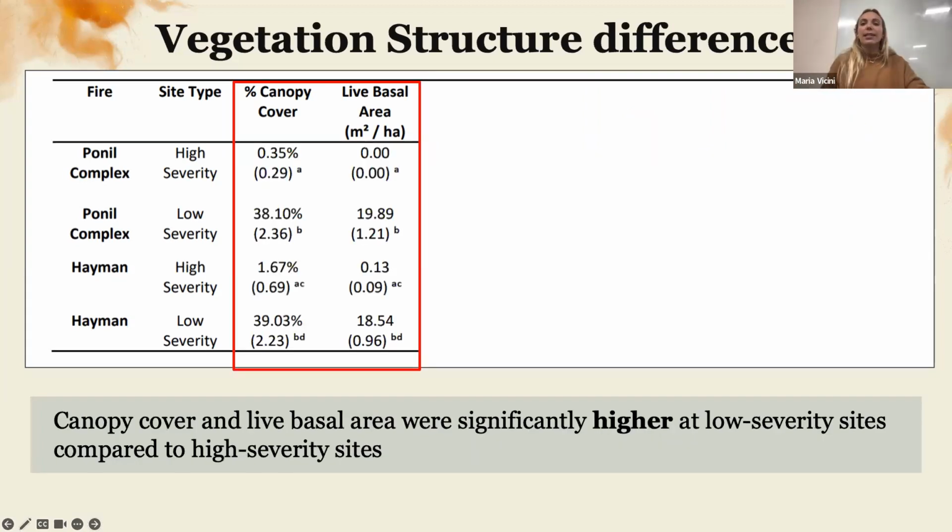Low severity sites had significantly higher live basal area and canopy cover between the low severity and high severity at Poniel and the low severity and high severity at Hayman. So whereas canopy cover at both Poniel and Hayman was around 40% for low severity sites, it was still about 0% at all high severity sites. Live basal area was essentially 0 at both fires' high severity sites. There's a little bit at high severity above 0 because there was some aspen regrowth in some high severity.